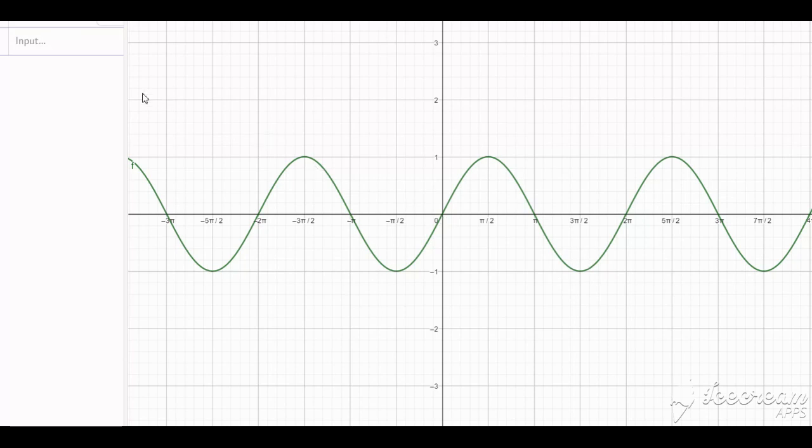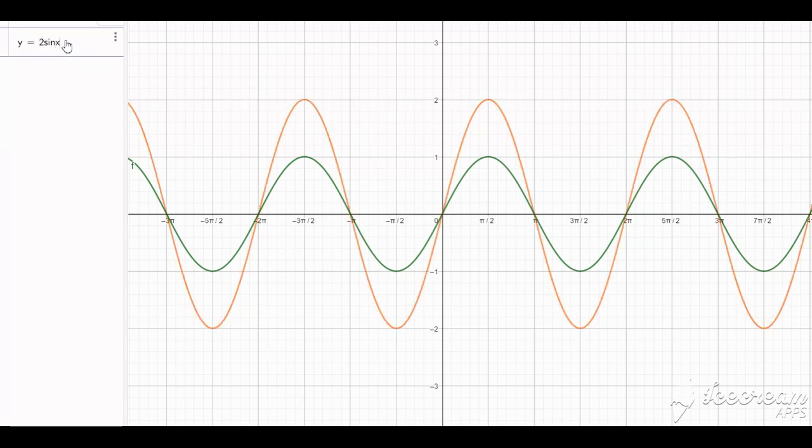Now, let us try to modify this graph. What if I were to multiply the graph by 2? What would happen? So I'm going to go over to my input bar here and put in y equals 2 sin x. Wow. Let us look at the amplitude now. Here my amplitude is 2. So it's almost as if I multiplied the y value by 2. So my maximum value is +2 and my minimum value is -2.